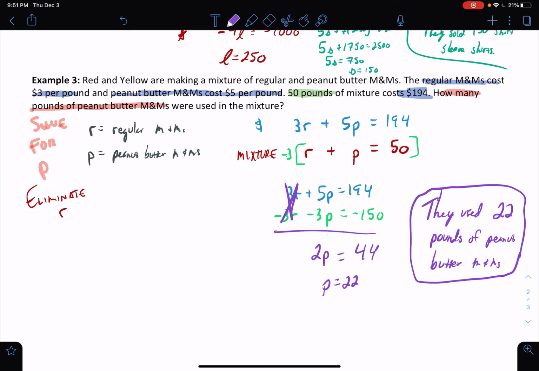All right? Your worksheet has got plenty of practice problems just on solving by elimination and these application problems. So make sure you hit that up and let me know if you have any questions.